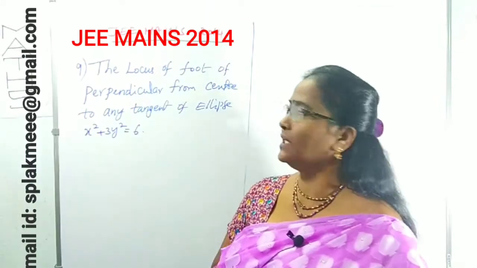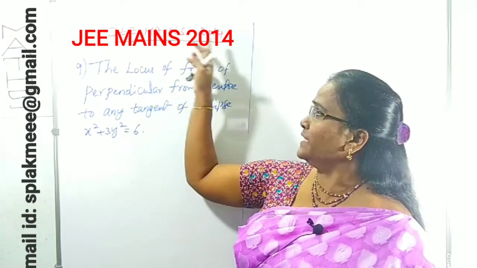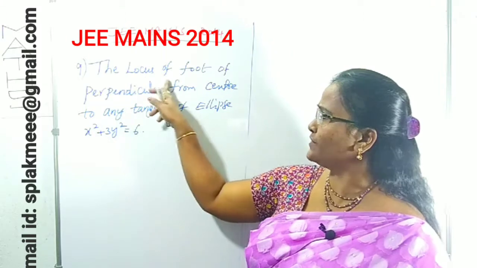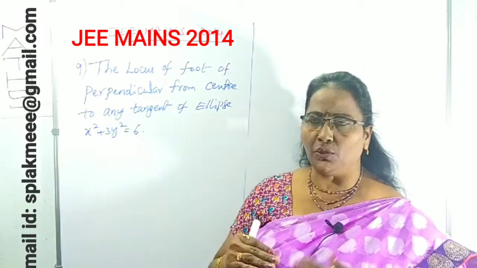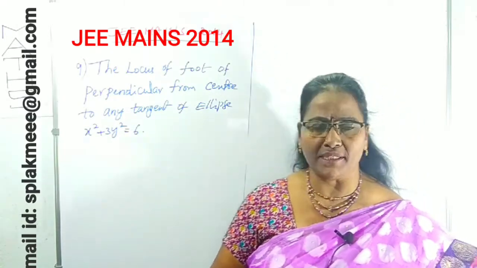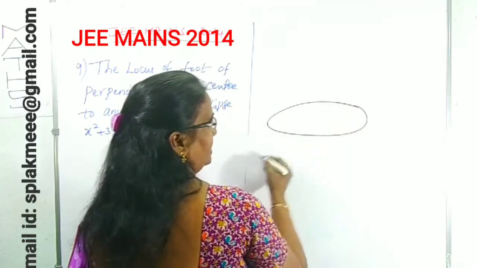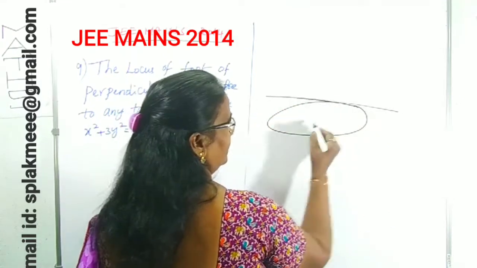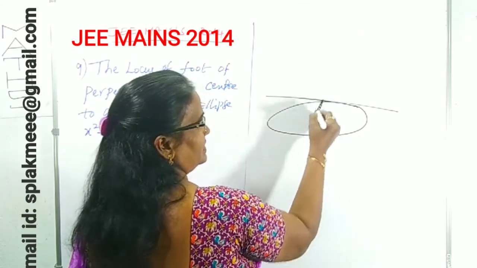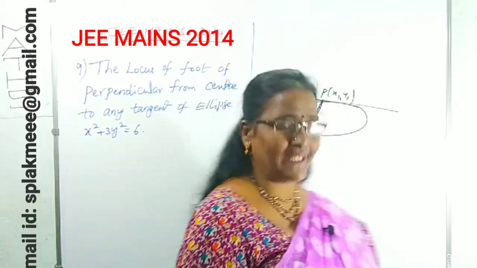Now, we can come to the last question in this video, which is from JEE Mains 2014. What is the question? The locus of foot of the perpendicular from the center to any tangent to the ellipse. For this, you have to know this application. This is the ellipse. We can draw any tangent here, and from the center we can draw the perpendicular CP, where P is x1, y1. We have to find its locus.